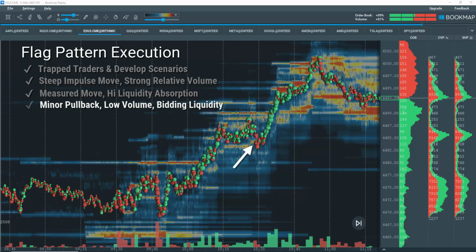Next, at the bottom of the pullback move, do we see large liquidity bidding at a higher level or exhaustion? Yes, we do. In fact, this liquidity bid even higher here and also transacted. This is potentially even more trapped sellers.